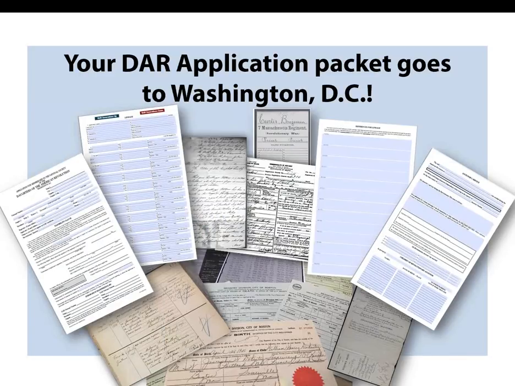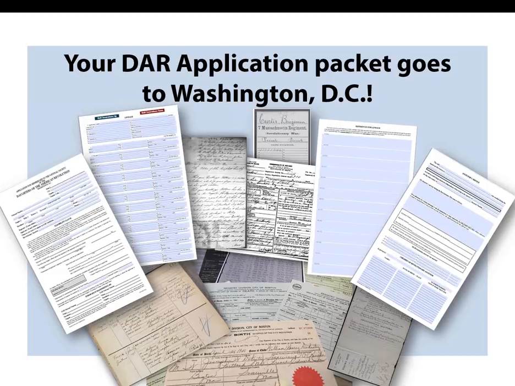The NSDAR application process is that the chapter registrar mails your application to NSDAR. The application packet arrives at NSDAR headquarters. The NSDAR data entry team assigns your application to an NSDAR staff genealogist. Your application is reviewed by the staff genealogist. Now note, this can take many months. This is not a quick process, so please be patient.